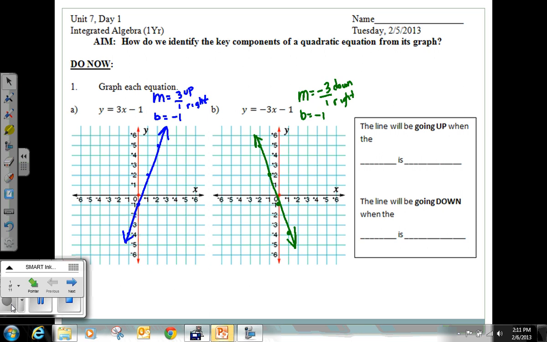So the line will be going up when the slope is positive. This blue line, the only difference between the blue and the green is that the slope was positive in the blue, and that line is going up. And the line will be going down when the slope is negative.